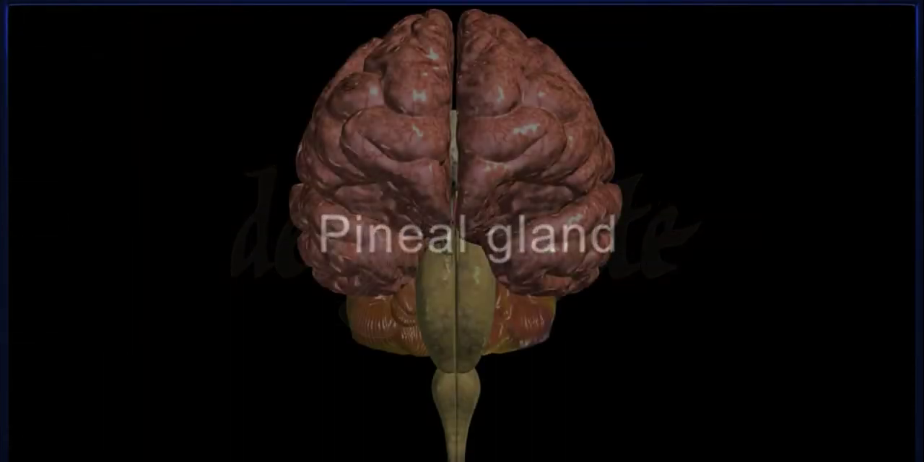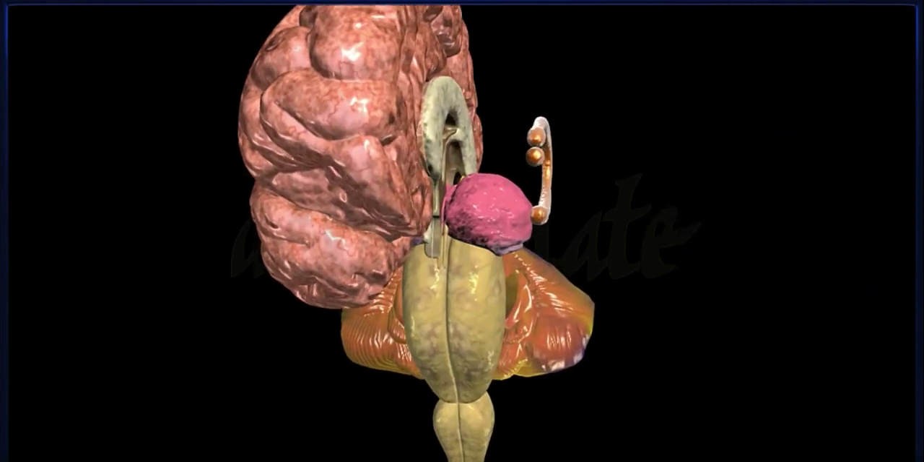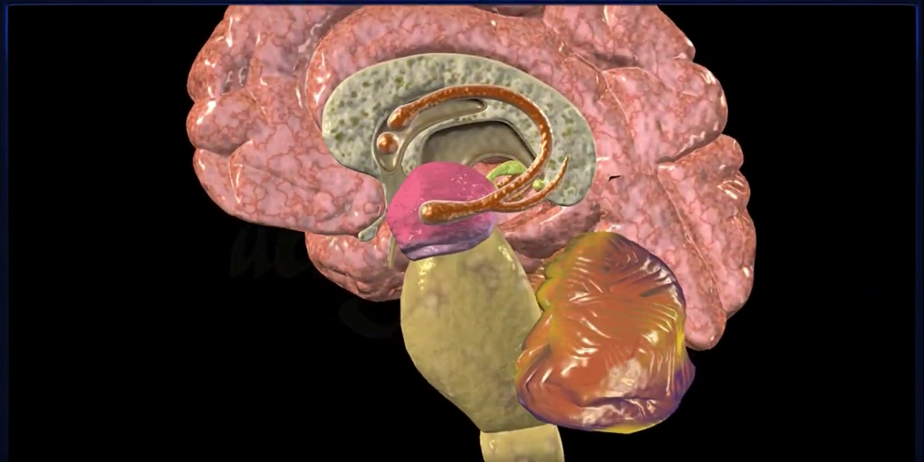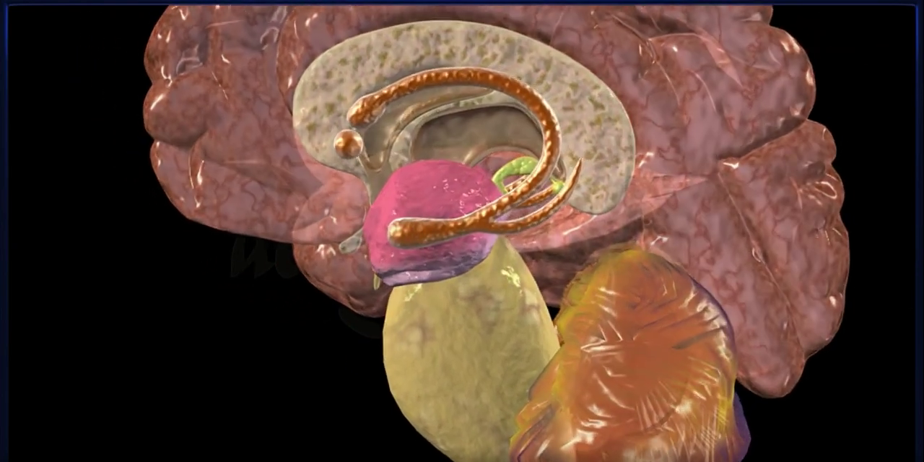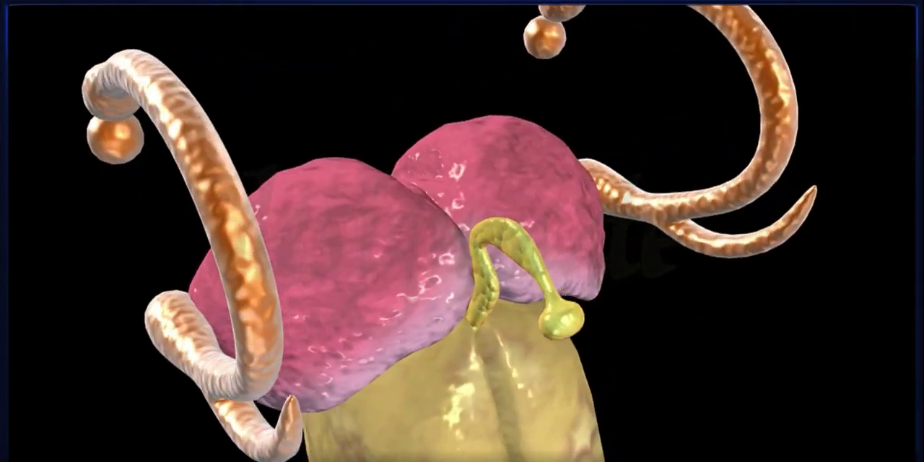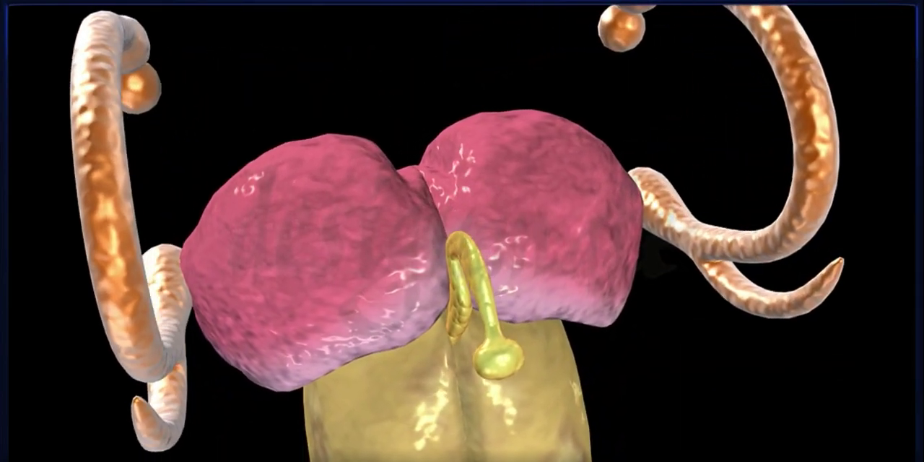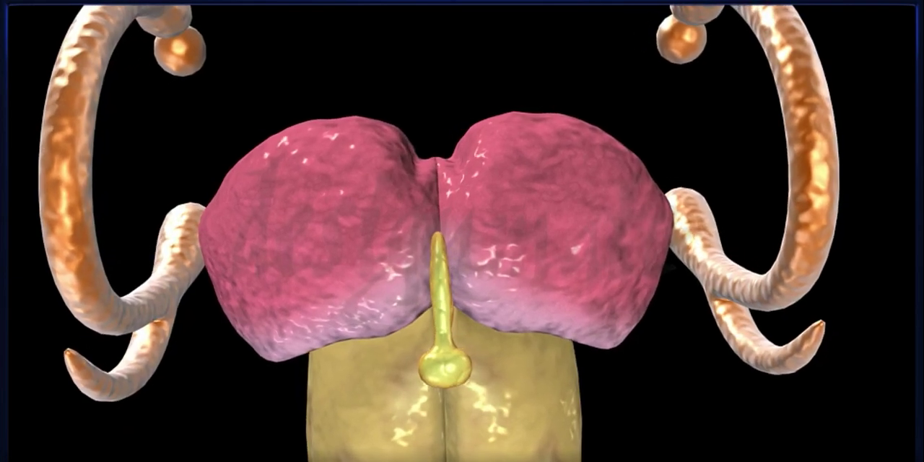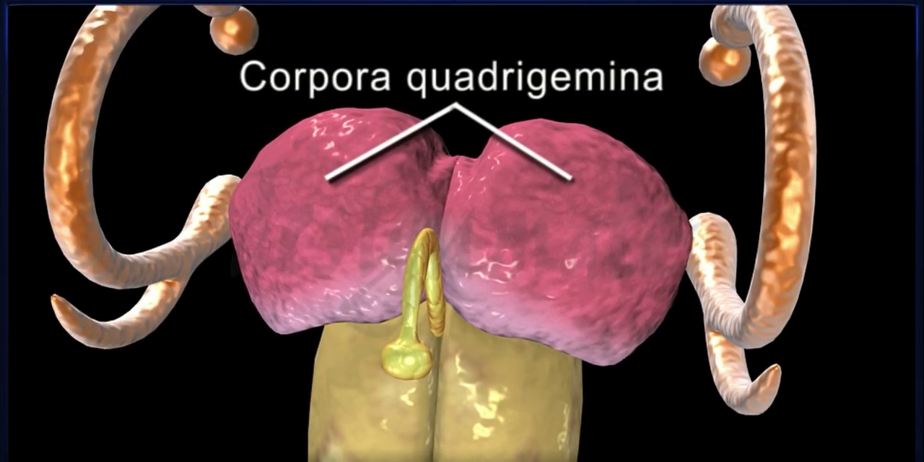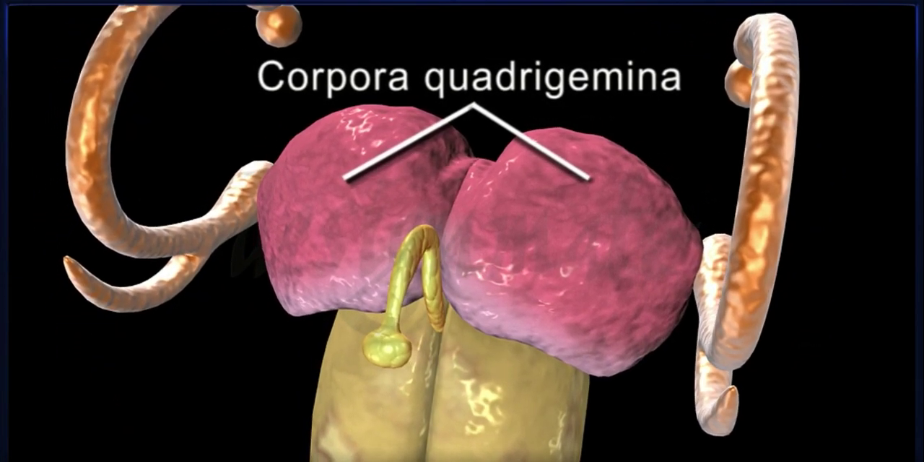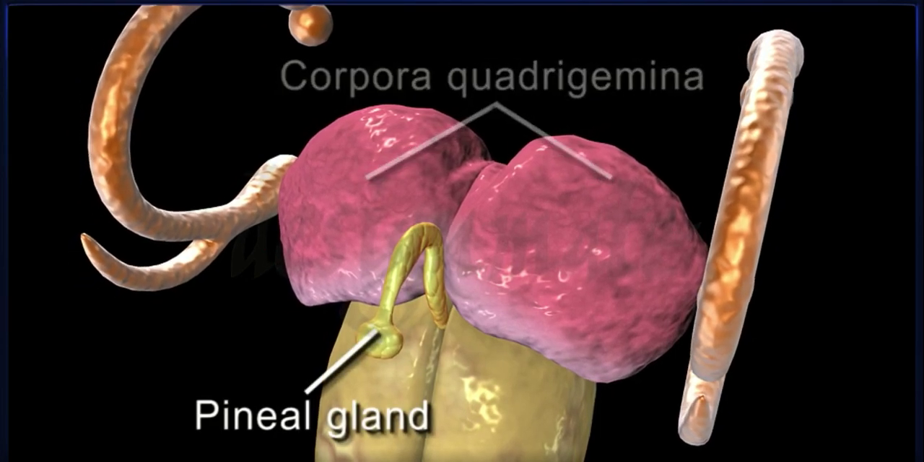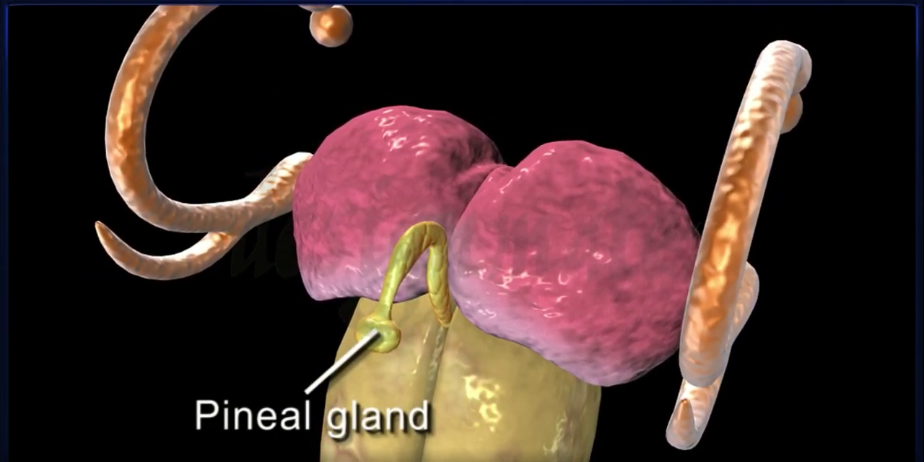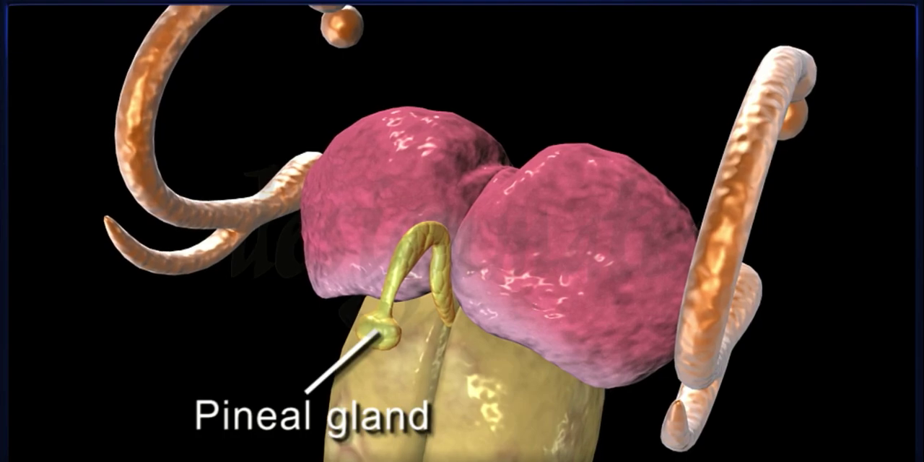Pineal gland. Seen on the dorsal side of the brain, between the anterior corpora quadrigemina, is a stalk-like structure called the pineal gland. It secretes the hormone melatonin, which regulates the sexual maturity in humans.